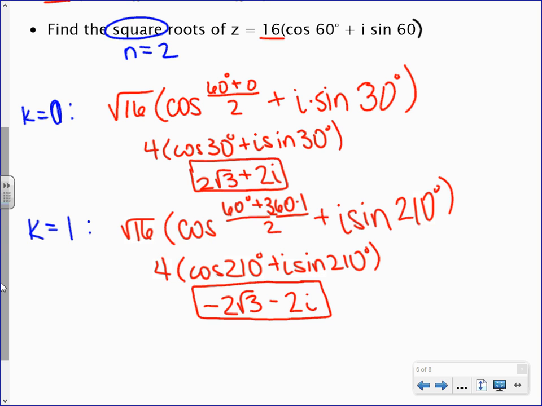Okay, so let's just talk about what we found. Up here, we have 16 times 1/2 is 8. Okay, in standard form, this is the number that we started with. And when we found our square roots, we got 2 radical 3 plus 2i and negative 2 radical 3 minus 2i. What does that mean? That means if we square these two numbers individually, we get back to this number up here. Because these are the square roots.